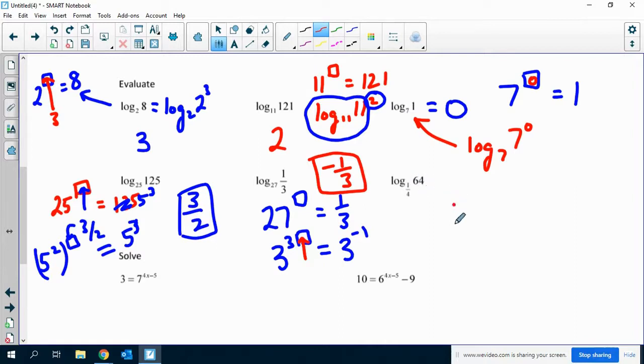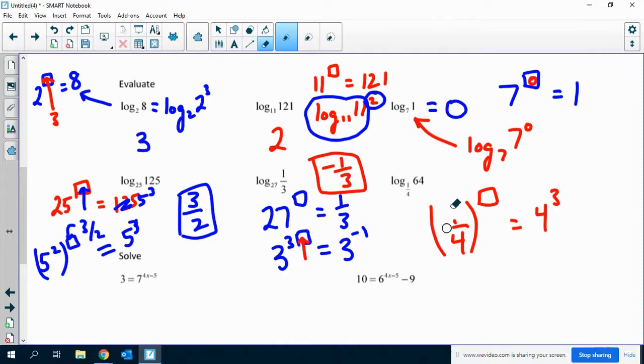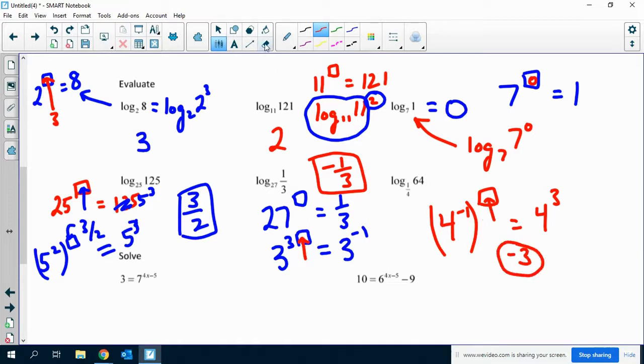Log base 1/4 of 64. 1/4 to the something equals 64. Now 64 is 4 cubed. So I'm going to rewrite 1/4 as 4 to the negative 1 to make my life a little bit easier in doing this problem. So that means that this number has to be negative 3, because negative 1 times negative 3 ends up equaling 3. So the final answer for that one is negative 3.